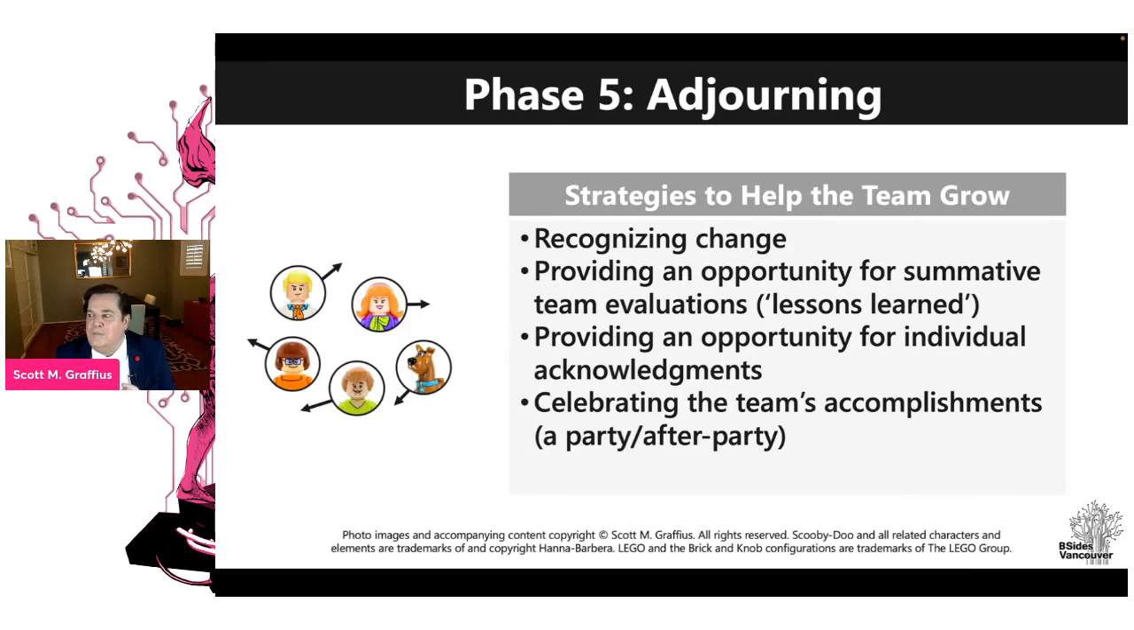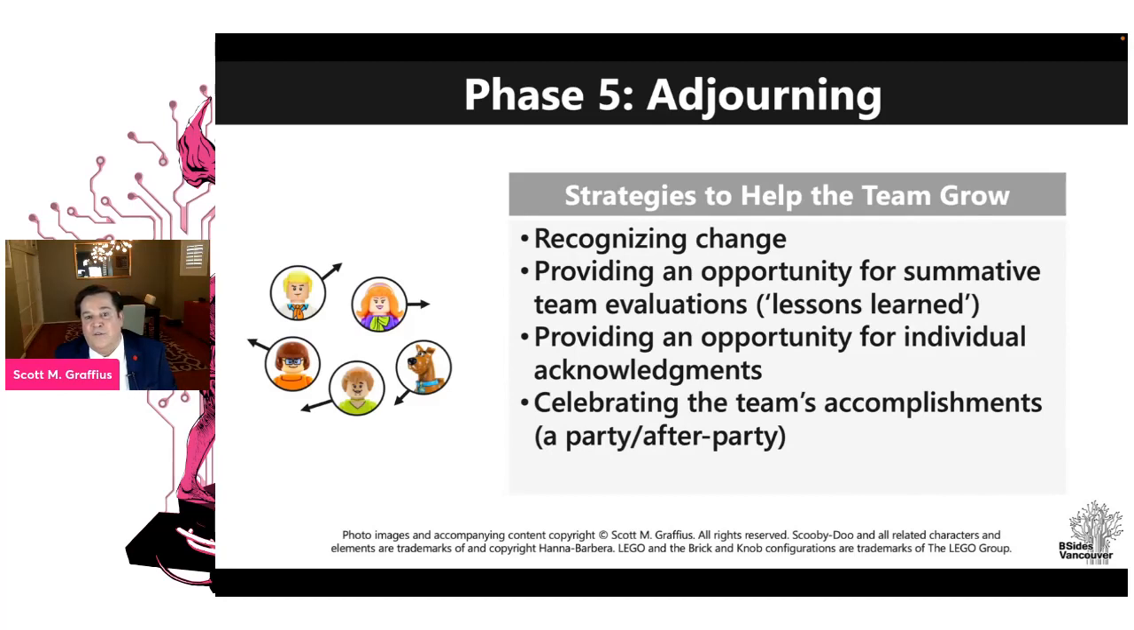Here, I'm going to jump to, in the interest of time, the strategies to help the team grow. Really, this should be, because I'm keeping the font large, right? If I had more room, I would say strategies to help the individuals on the team and the company grow, because the project is done at this point, right?